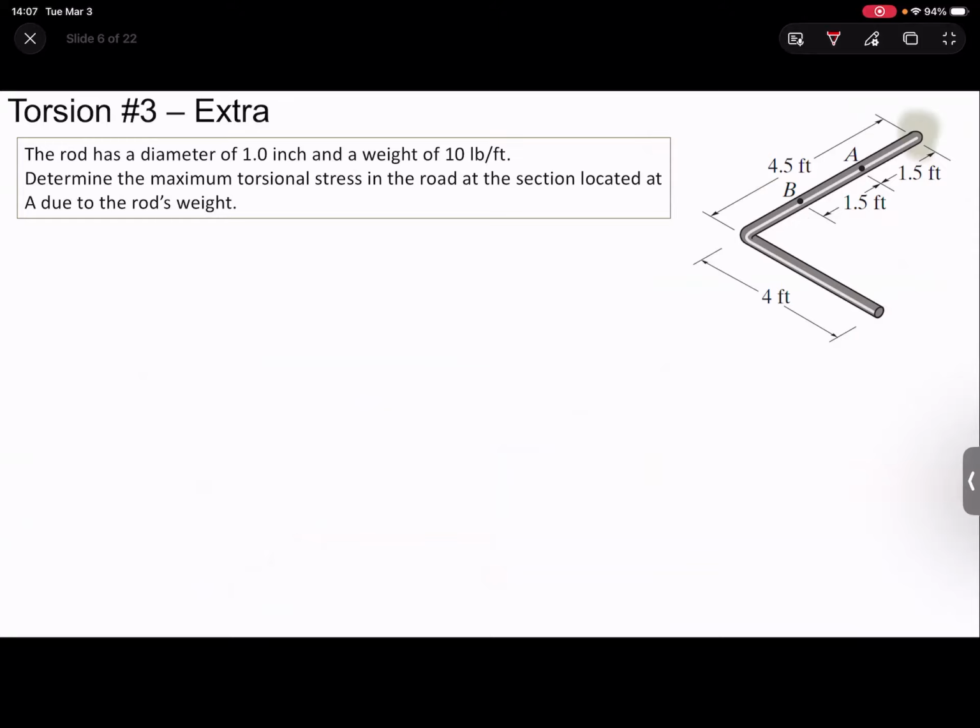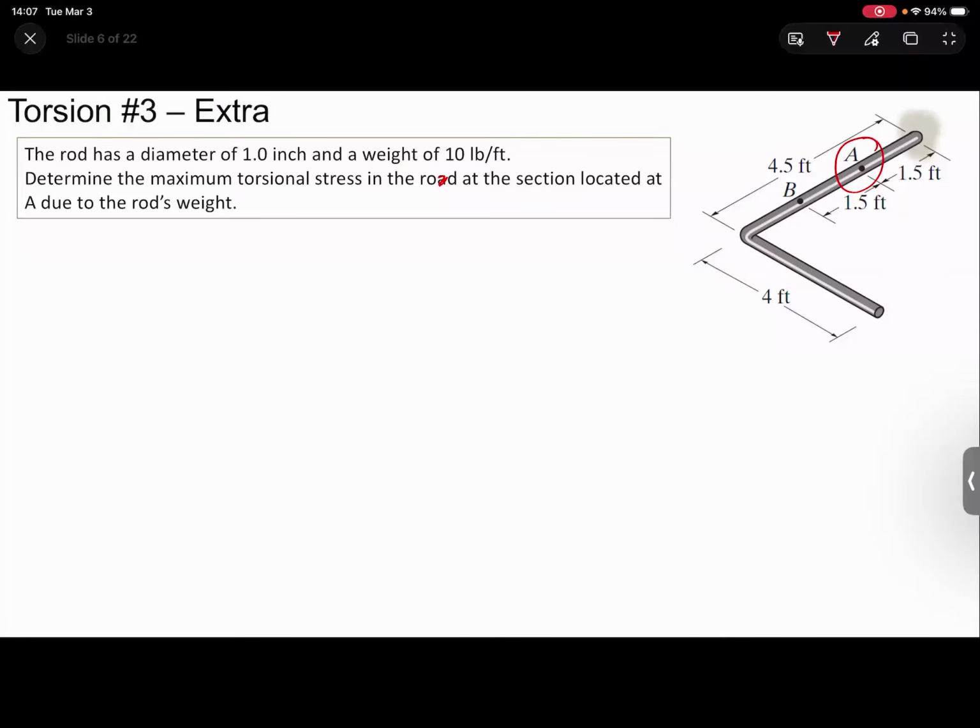But we are told that it has a rod of 1 inch, so it's constant throughout. And this rod has a self weight of 10 pounds per foot, right? So it's this little angled thing and it's fixed here at the end and free on the other side. We're asked to determine the maximum torsional stress in the rod, not the road, at the section located at A. So A is right here. And we want to see this is only due to the rod's self-weight.